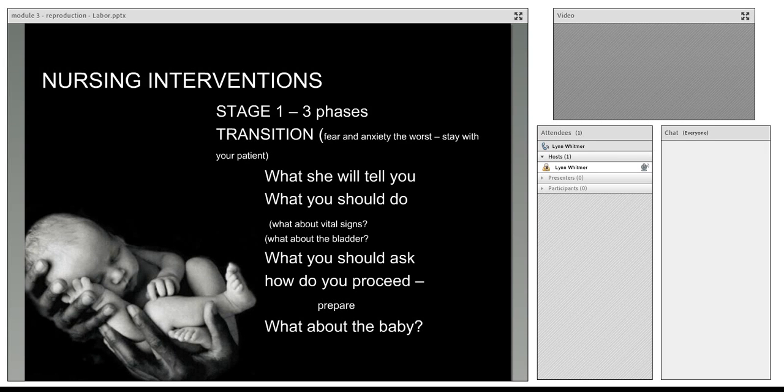So what do you do? You stay with her. What are her vital signs going to do? Her blood pressure will be up, her pulse is going to be up, her breathing is going to be changing and altered. Things are moving very, very rapidly.